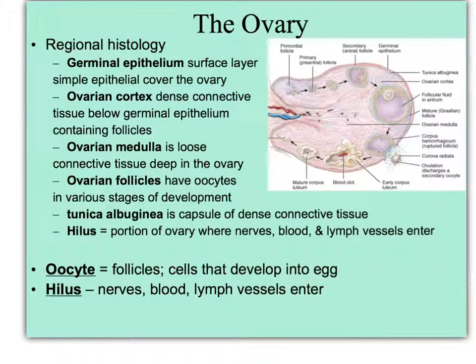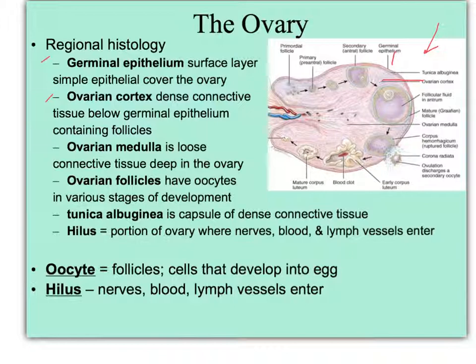So the ovary itself has a lot of histology to it. When you slice it open in cross-section, like you see in this diagram right here, you see many different layers. These layers are defined over here. The germinal epithelium is that outer layer right here. The ovarian cortex is made of dense connective tissue right below it. You can see this arrow pointing to it there.